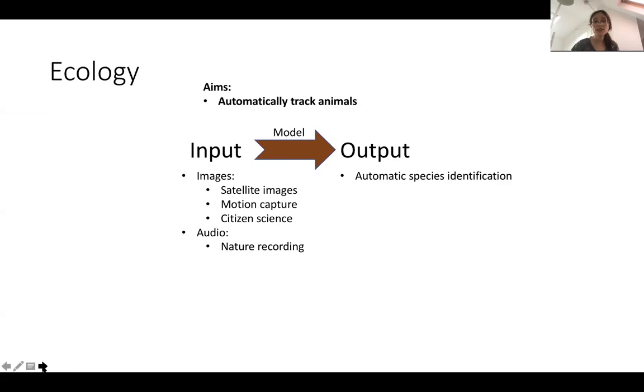There are also ecological applications of classifiers. For example, we might want to develop a tool that will help us automatically track animals. So in this case, the input data could be satellite images, motion capture images, or even images captured by citizen scientists. Audio could also be an input, such as nature recordings. And the output would be the species that is in the image or in the audio recording.